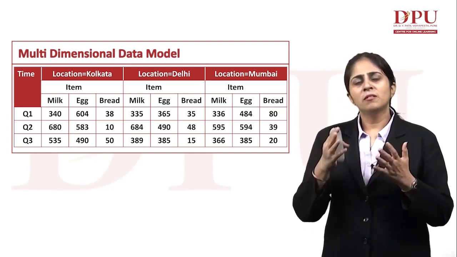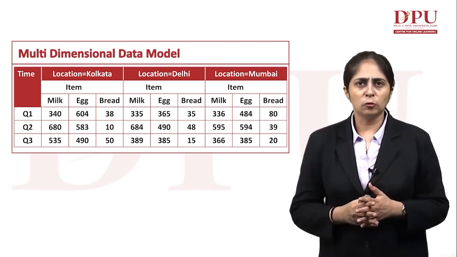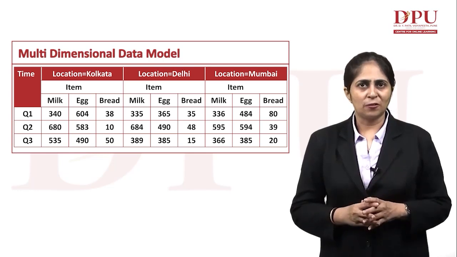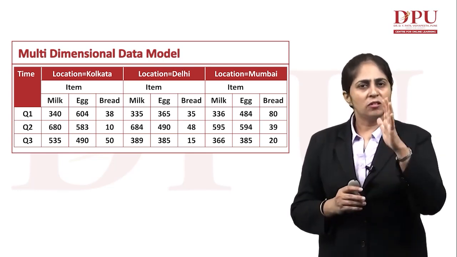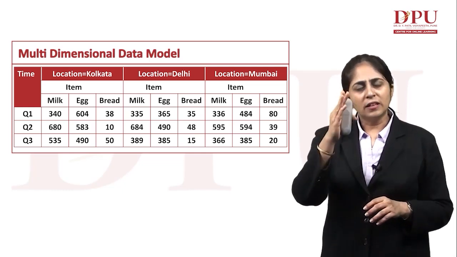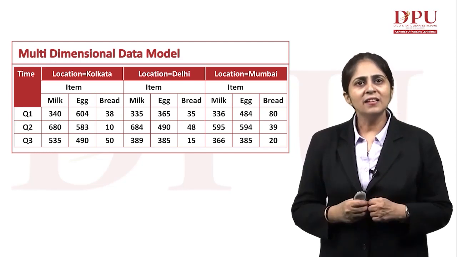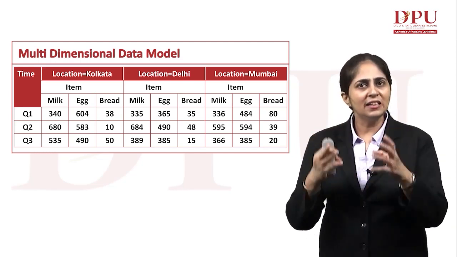Similarly, the items, do we want to take 3 items, 4 items, 5 items? What all do you require? It is just an example. We have taken the location as Calcutta. That is one dimension for us. The second location is Delhi. Third is Mumbai. So that is why we are talking about the 3D view.